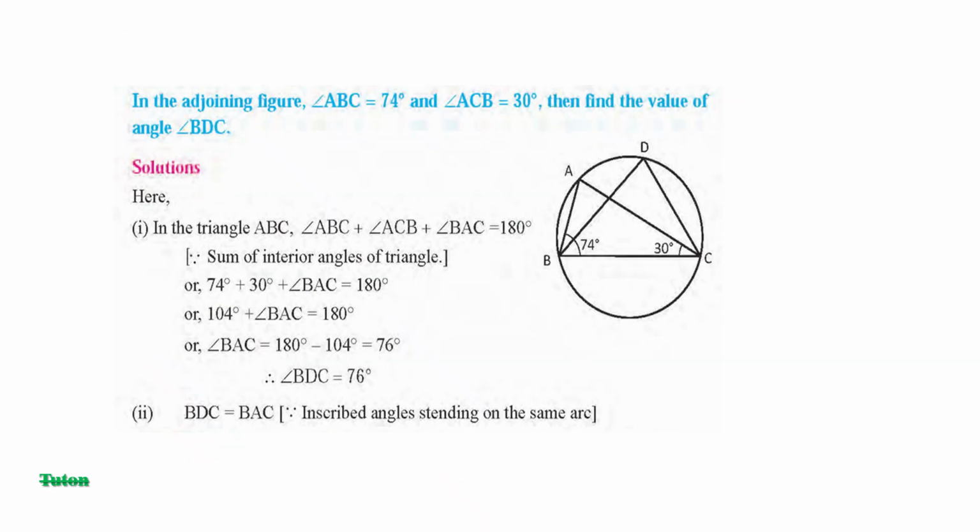Here we have been given a circle ABCD. Let us read the question first. In the adjoining figure, angle ABC is 74 degrees and angle ACB is 30 degrees. Then find the value of BDC. We have to find the value of angle BDC.